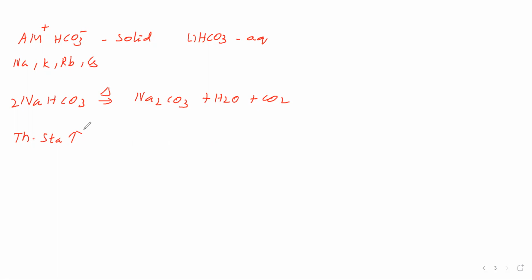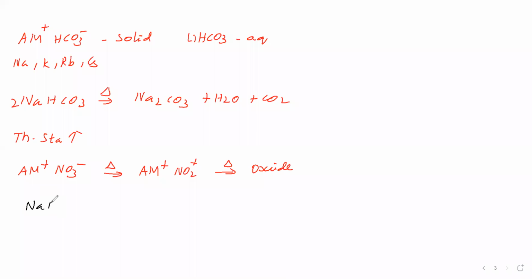Next, we will take nitrates. Now we will take alkali metal nitrates. These alkali metal nitrates on heating give alkali metal nitrite. On strong heating they give alkali metal oxide. Okay, example we will see.